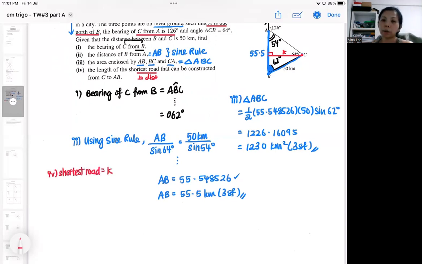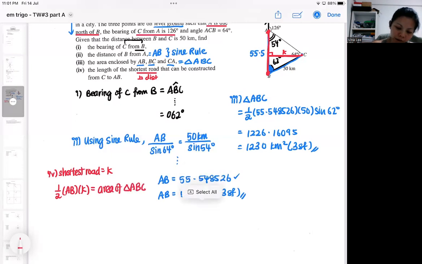So you can draw on the diagram. And I will be making use of the area of a triangle. This one is a perpendicular. It's actually perpendicular to AB. Which also means that if I use half times base times height, I will be getting the area of the triangle. So if I use half times AB times K, I'll be getting the area of triangle ABC.